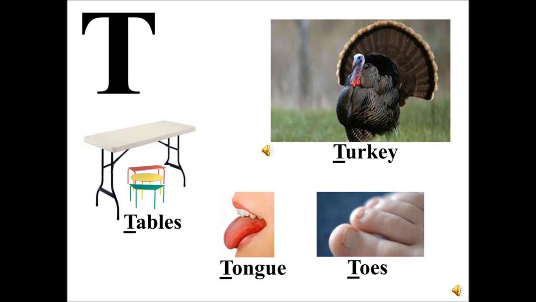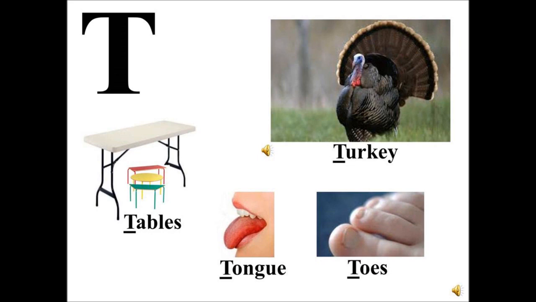Turkey, tables, tongue, toes. Let's spell turkey. A turkey is a kind of bird. T-U-R-K-E-Y. Turkey. Let's spell tables.